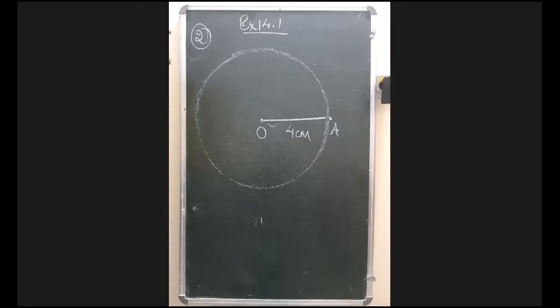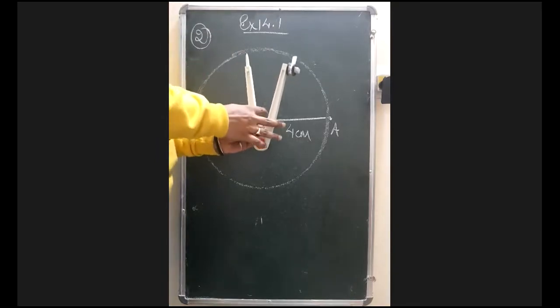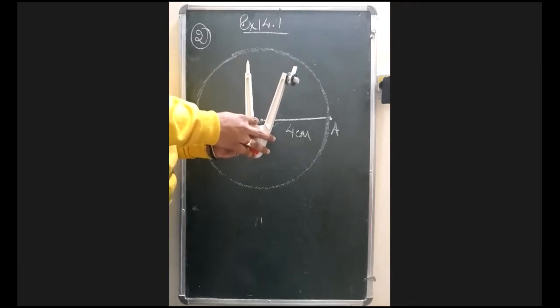So in question number 2, it was telling us that with the same center you have to draw two circles, one with radius 4 centimeters and another with radius 2.5 centimeters. So for that, I have drawn a circle with 4 centimeter radius. Now you can see I have opened my compass to 2.5 centimeter radius with the help of a compass or ruler as well.